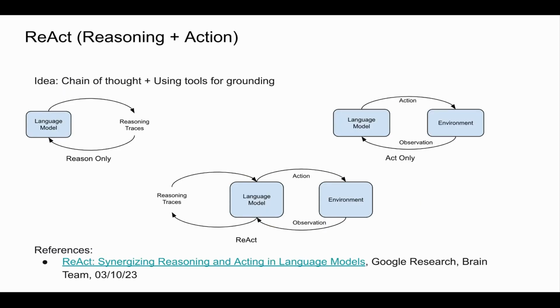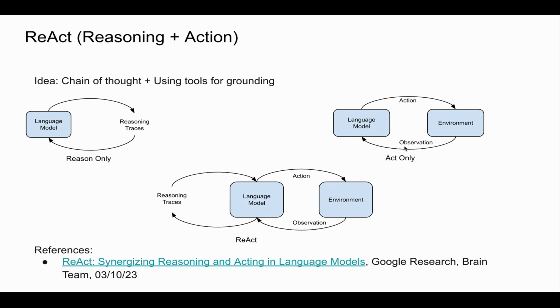So this brings us to the concept of reasoning and action. The idea is using chain of thought plus using tools for grounding. The chain of thought is typically reason only, like a large language model. You ask it a question and it follows certain reasoning traces, and then it runs the prompt.